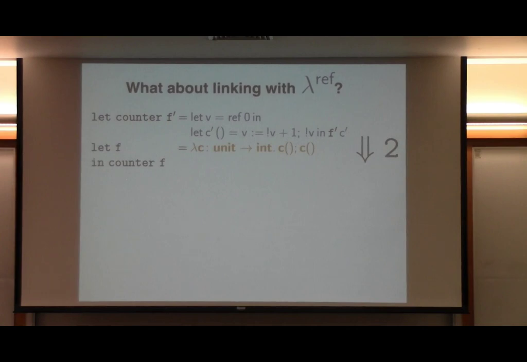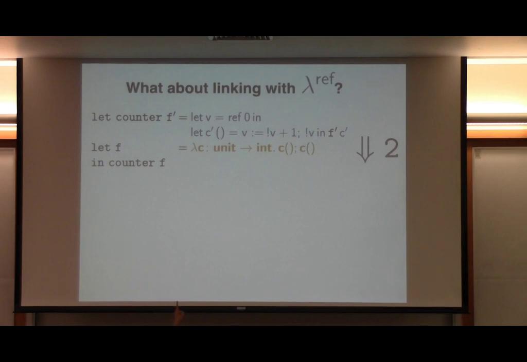So I have up there a counter which takes a function f prime. What I'm going to pass in is the orange f for that f prime. So what is the orange f? It's exactly the code that I was showing you before. It's my orange language code that takes c and calls it twice. So when I say counter applied to f, basically that orange function is flowing into f prime.